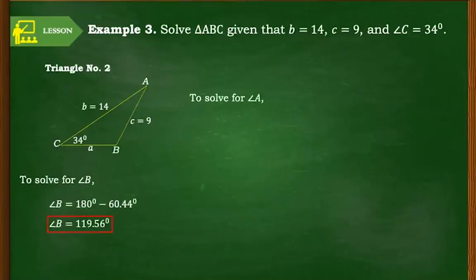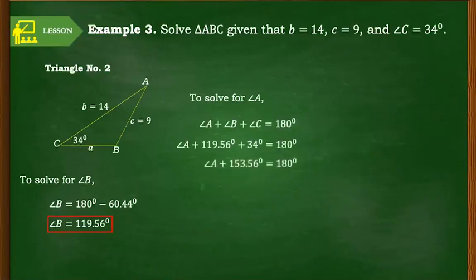Then we solve for angle A using the triangle sum theorem. We substitute the values, combine similar terms, subtract both sides of the equation by 153.56 degrees. Then angle A is 26.44 degrees.